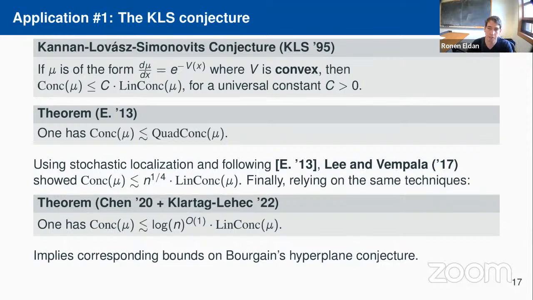And later on, a series of papers, first by Lee and Vempala, then Yuansi Chen, and very recently Klartag and Lehec, relied on this process to derive concrete bounds for the concentration of log concave measures. And it is now known that there is a polylogarithmic bound for the concentration. So not quite a constant, but nearly a constant. And this implies corresponding bounds on Bourgain's hyperplane conjecture.